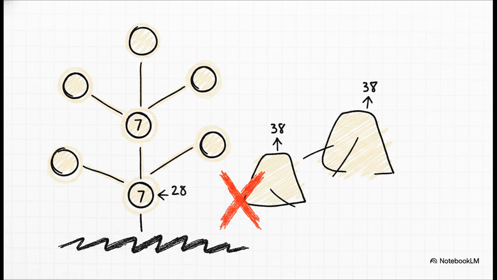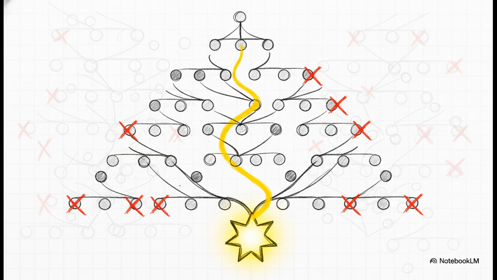Let's look at node 7. We calculate its optimistic estimate, its best-case scenario profit, and it turns out to be 28. Well, since 28 is less than our current best solution of 38, we know with absolute certainty that no path starting from node 7 is ever going to beat our current champion. So we just make it a dead node. We prune this entire branch of the map without ever having to explore it. What a time saver. And you just repeat this process.